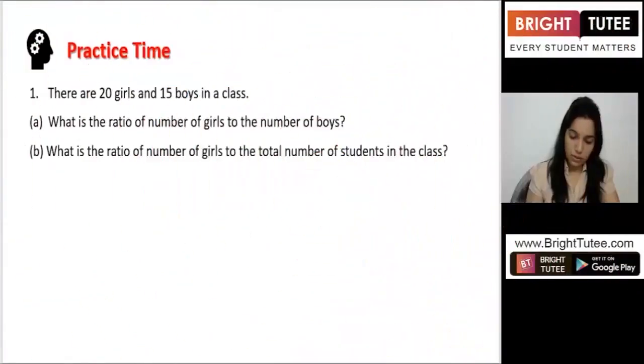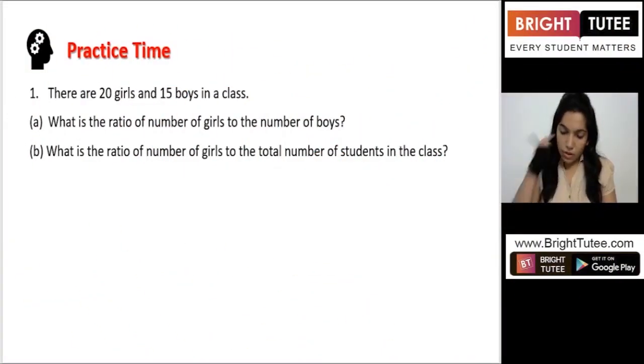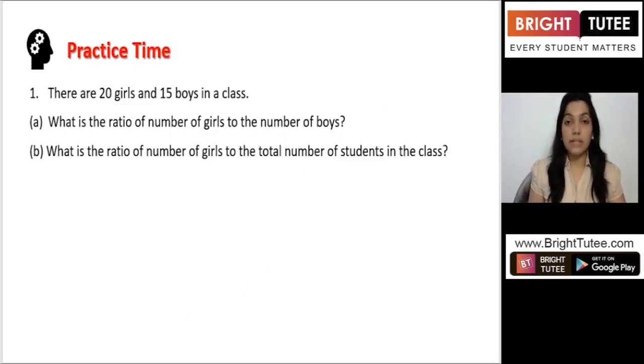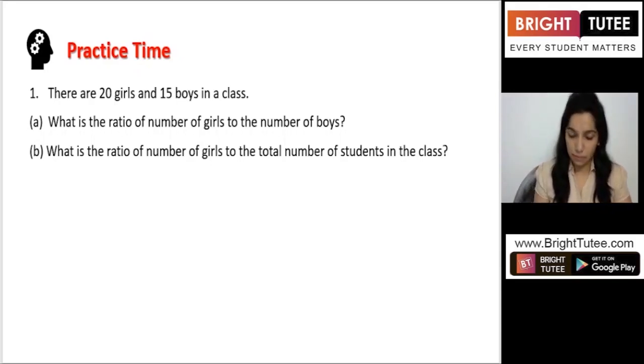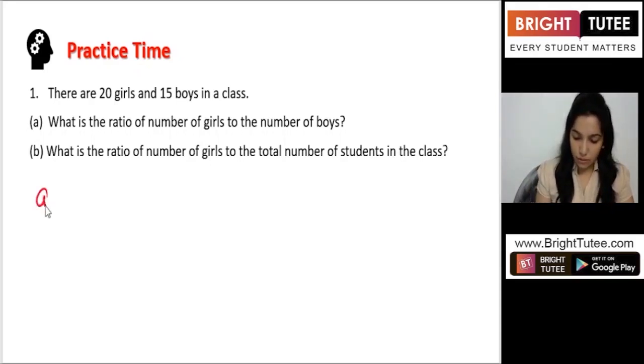Some practice questions, starting with question number 1. Let us read the question. It says that there are 20 girls and 15 boys in a class. So this is the ratio of girls and boys in a class. What is the ratio of the number of girls to the number of boys? It's very simple. Let us write down the answer for the A part.